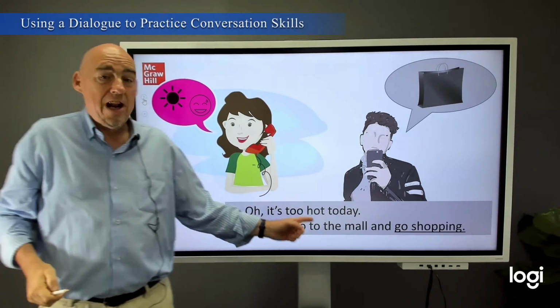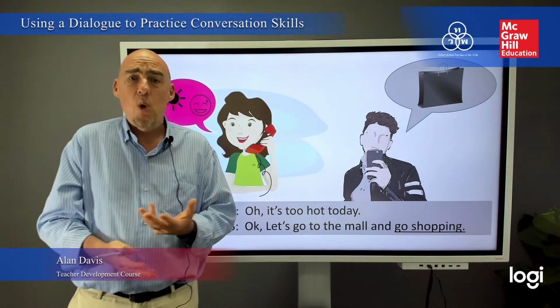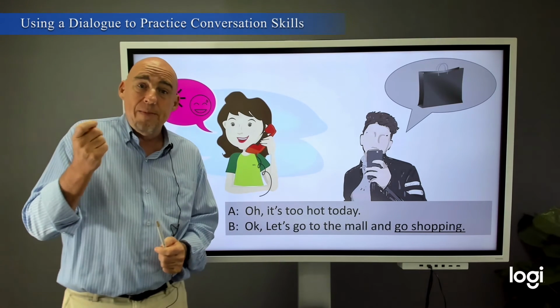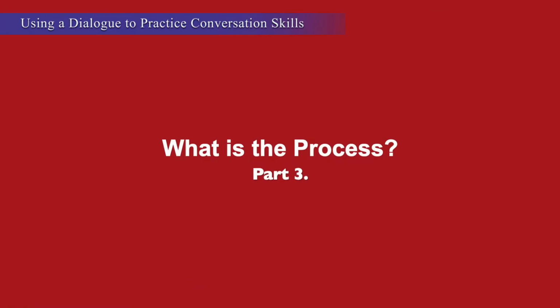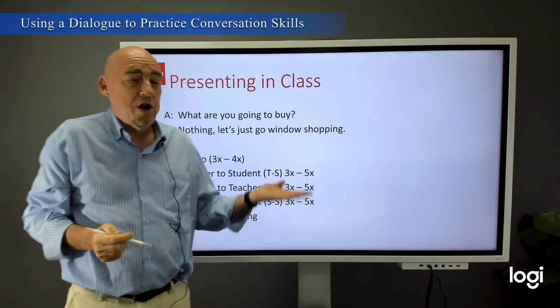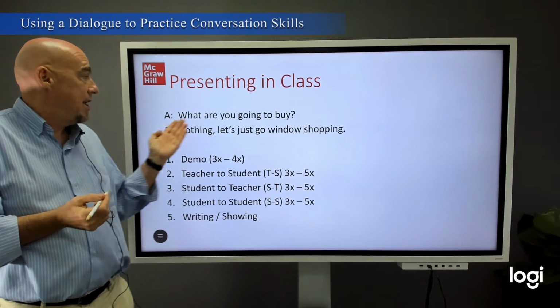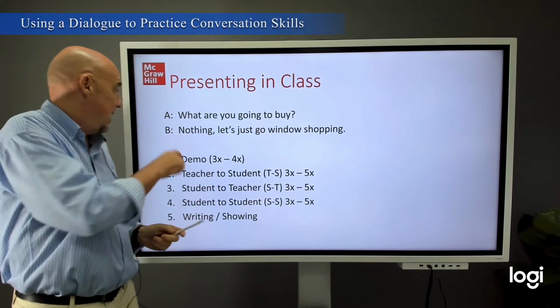Then I'm going to write it up on the board or show it to them. And then we can do it again as a whole class if you like. I think you probably know what's coming up next. Next, we're going to do the final 2 lines. The final 2 lines, what are you going to buy? Nothing. Let's just go window shopping.